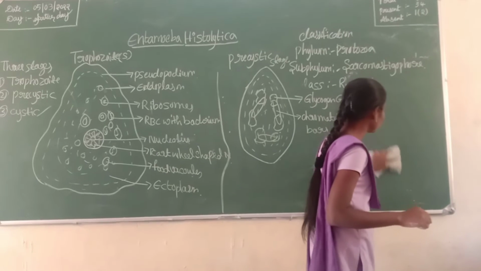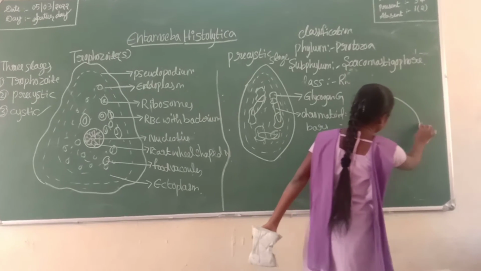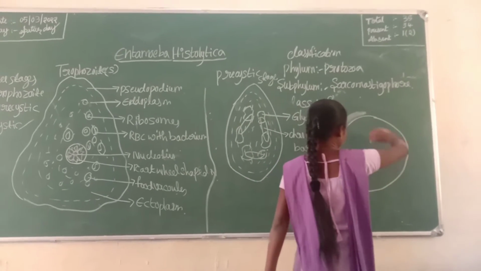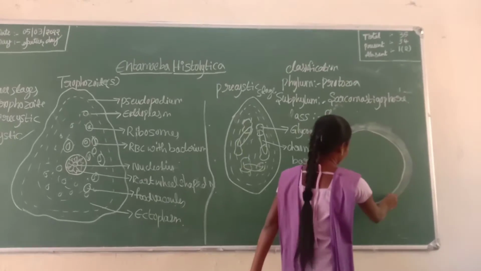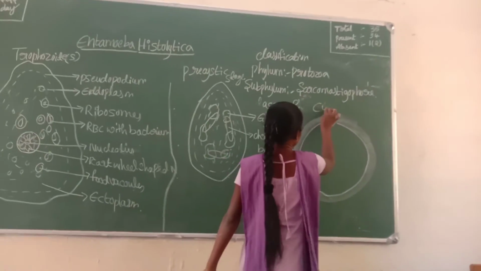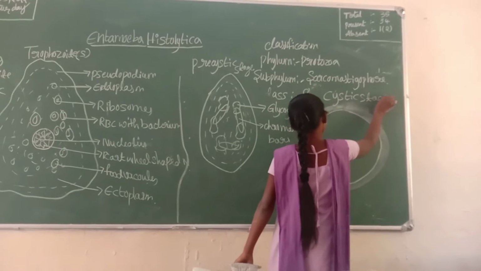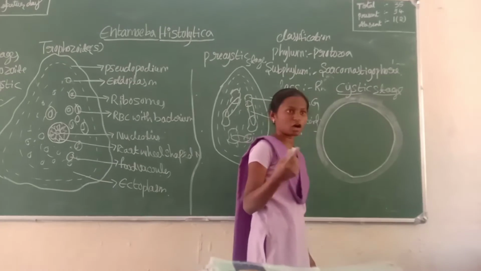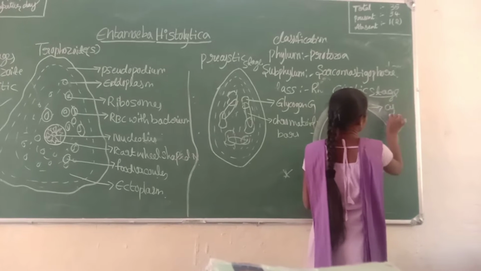It is round in shape. It has thin layers, and it is delicate. This is the cystic stage. The cystic stage is small and round. This is the cyst wall.